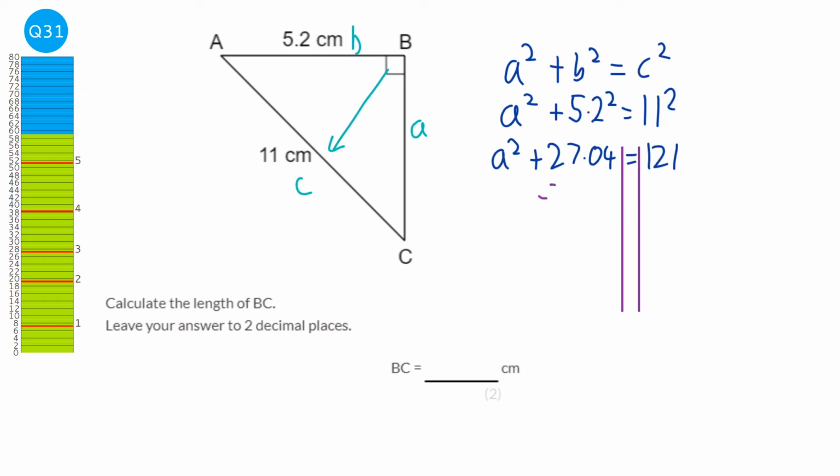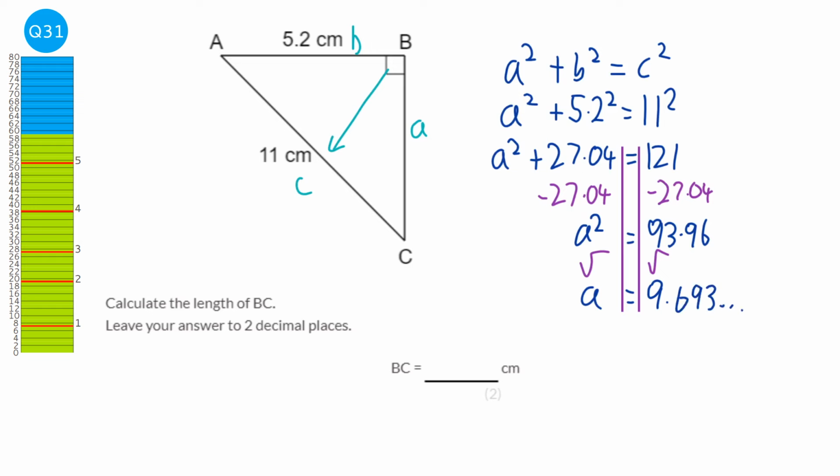So the first thing I'm going to do is take away the 27.04 from both sides. So we get a squared equals 93.96. There we go. And to work out what a is, we just square root both sides. So it'd be a equals 9.693 blah blah blah. It asks us to do 2 decimal places, so we write 9.69.